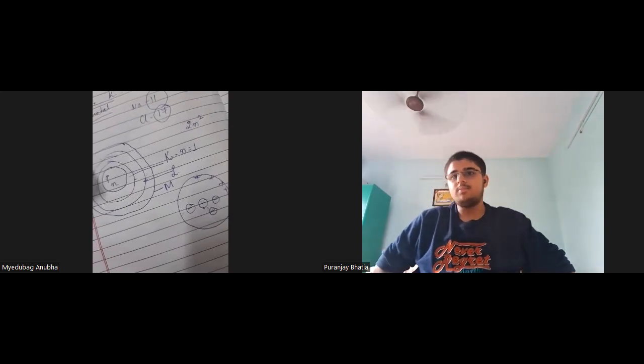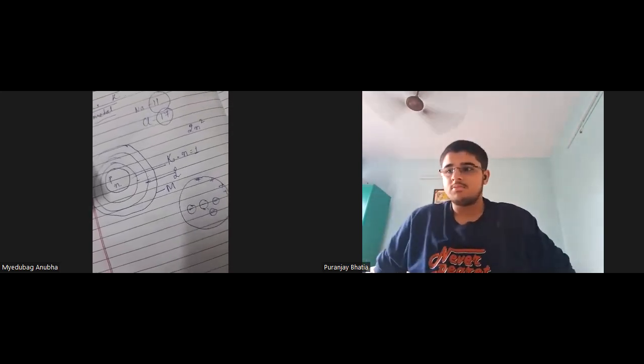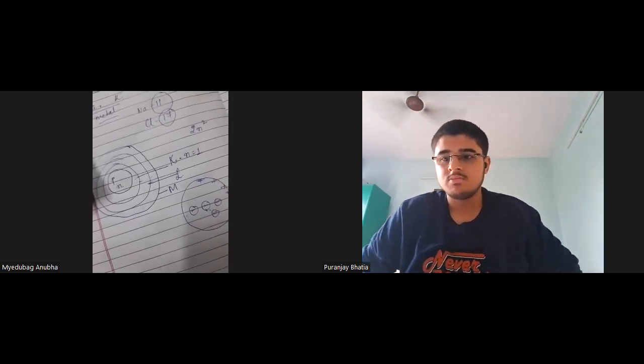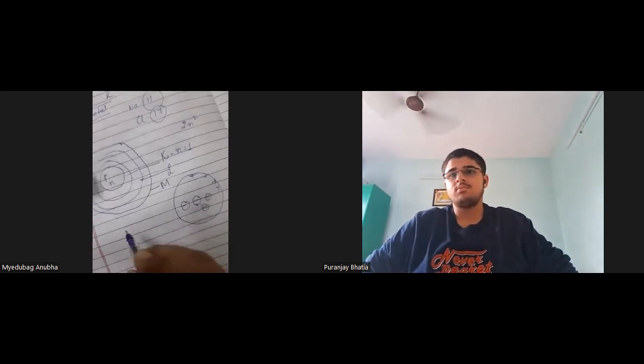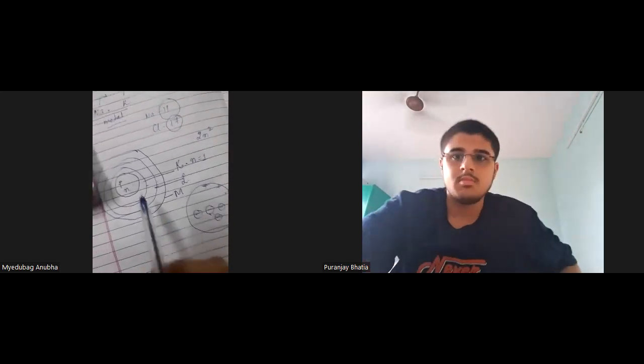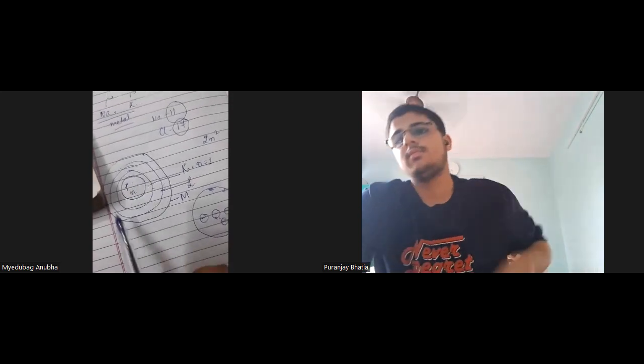The Rutherford model is quite long, so I'm just talking in a nutshell. The Rutherford model failed because it could not explain the stability of the electron. How did it fail to explain the stability? The Rutherford model said that there is a nucleus with positive charge and the electron is revolving.